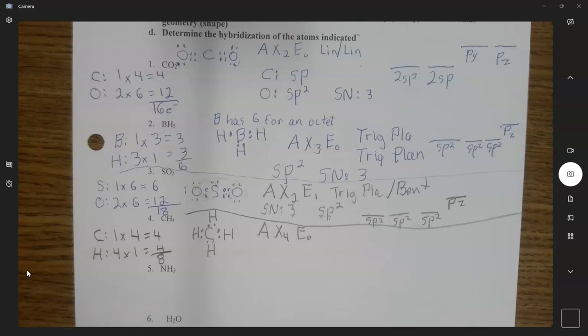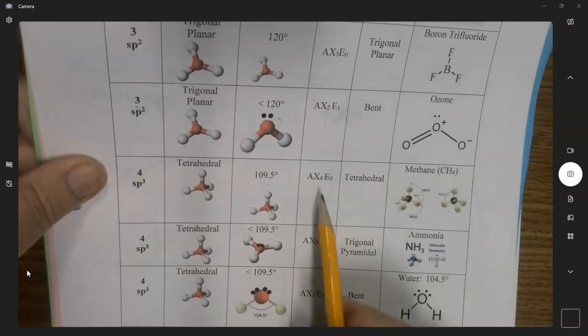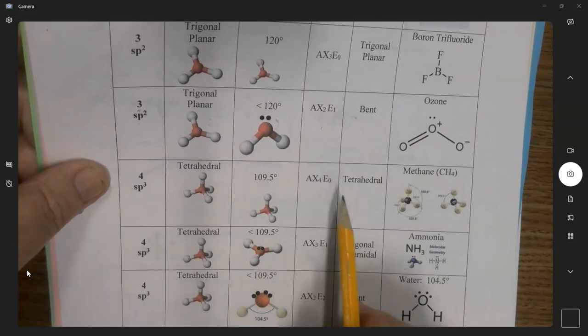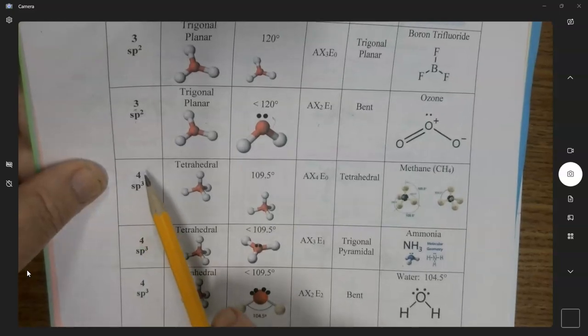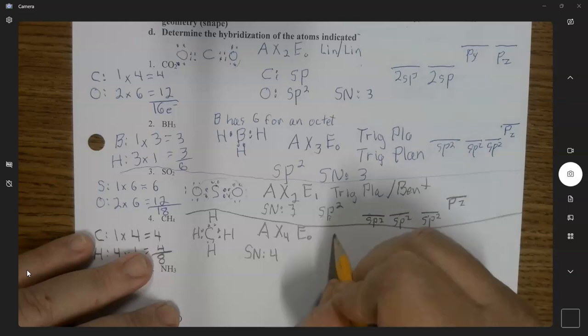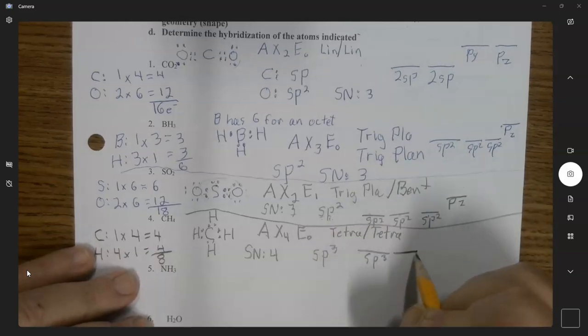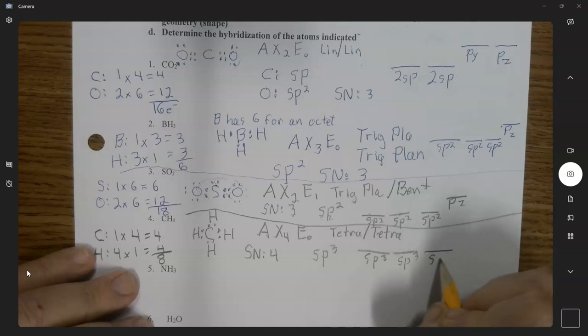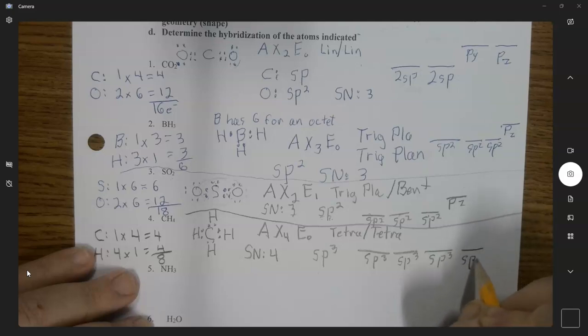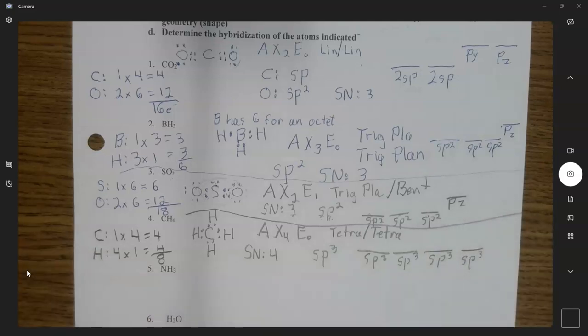Come over to the sheet. AX4E0 is tetrahedral, and it's got a steric number of 4, and the hybridization is sp3. And this is the Aufbau structure for it. They're all on the same level for this one. Okay, there you go.